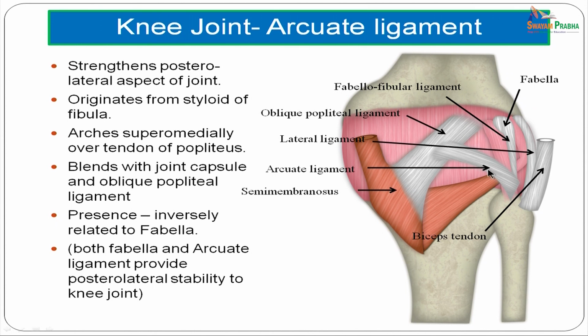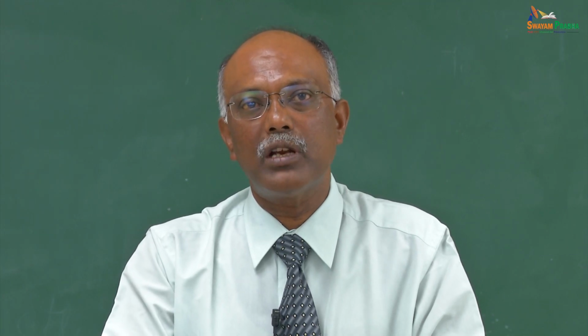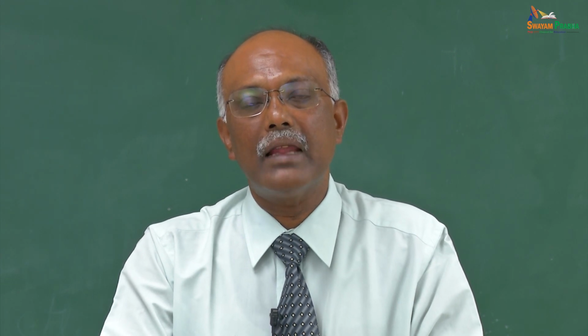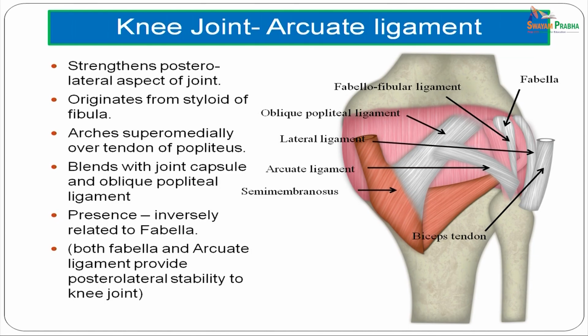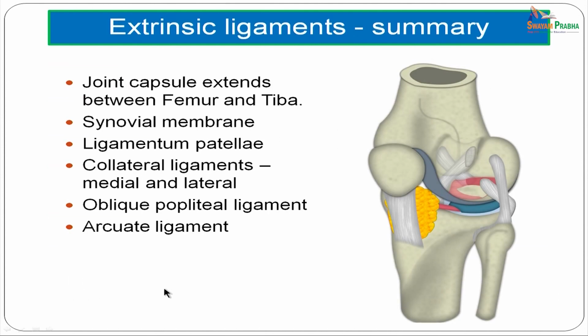The presence of this ligament is inversely related to the presence of the fabula. You might know that the fabula is a sesamoid bone which is present in the lateral head of gastrocnemius, and if the arcuate ligament is present, usually the fabula is not present, and if the fabula is present, the arcuate ligament is usually less prominent. Both the fabula and the arcuate ligament provide posterolateral stability to the knee joint. So with that we come to the end of the extrinsic ligaments.